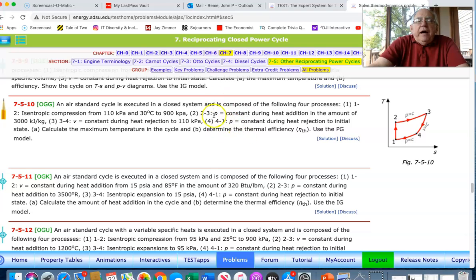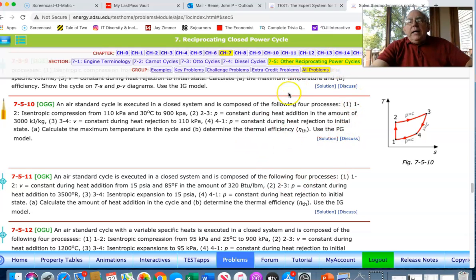And then we have a final process, and that final process is again a constant pressure at the given initial pressure where additional heat rejection occurs. And so there's heat rejection in both the third and the fourth process. What we're asked to determine is the maximum temperature in the cycle and to calculate the first law thermal efficiency utilizing the PG model.